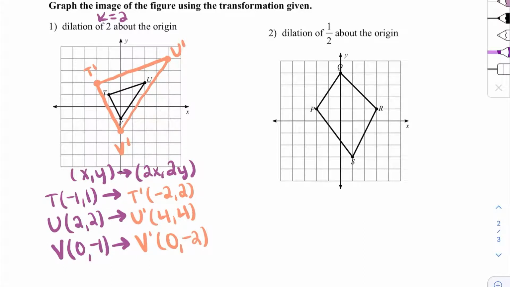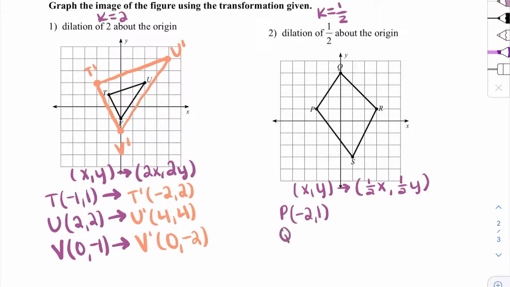Our second example is a dilation of 1/2. So our k, our scale factor, is 1/2, which is less than 1, so we are going to be getting smaller here. We are going to apply the rule (x, y) changes to (1/2 of x, 1/2 of y). Let's define our points. Point P is the point (-2, 1). Point Q is the point (0, 4). Point R is the point (3, 1). And point S is the point (1, -3).